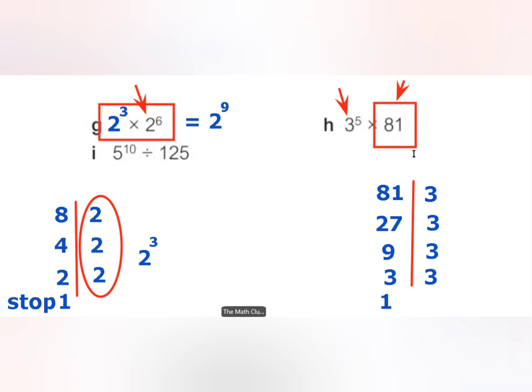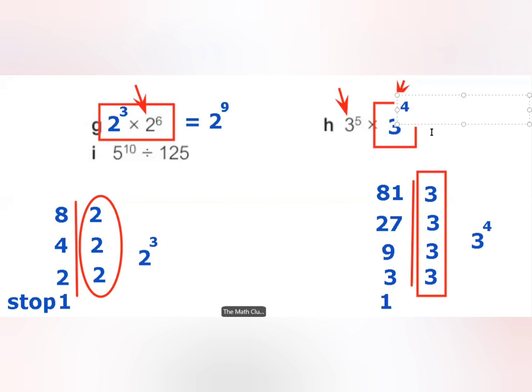We already know that the base number is 3. It means we're going to take the 81 and divide it by 3 until we reach 1. Once we reach 1, we count how many 3's we have here. We have 4. It means the number will be 3 and the power will be 4. So it's going to be 3 to the power of 4. Now we remove the 81 here and put 3 to the power of 4.